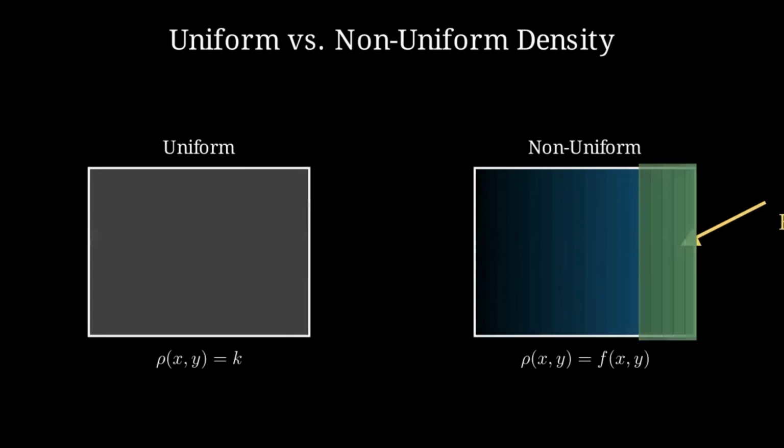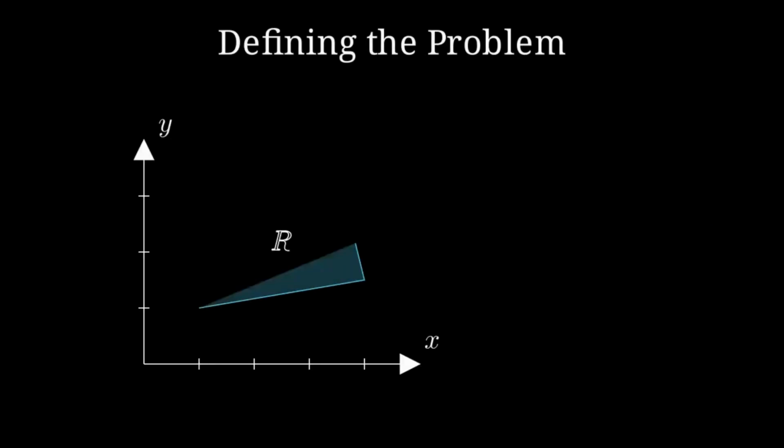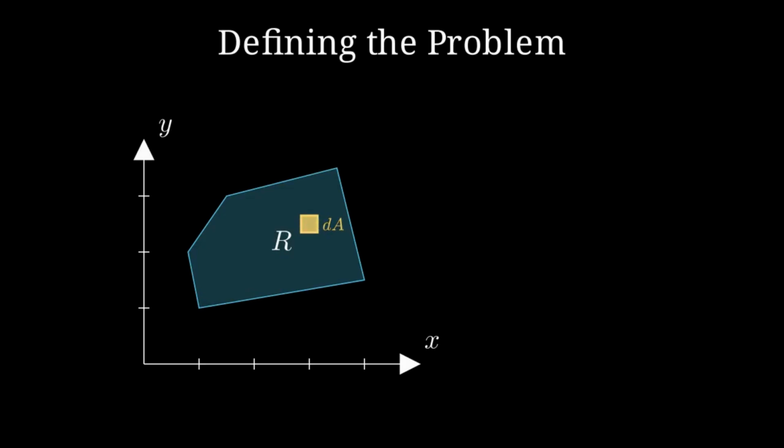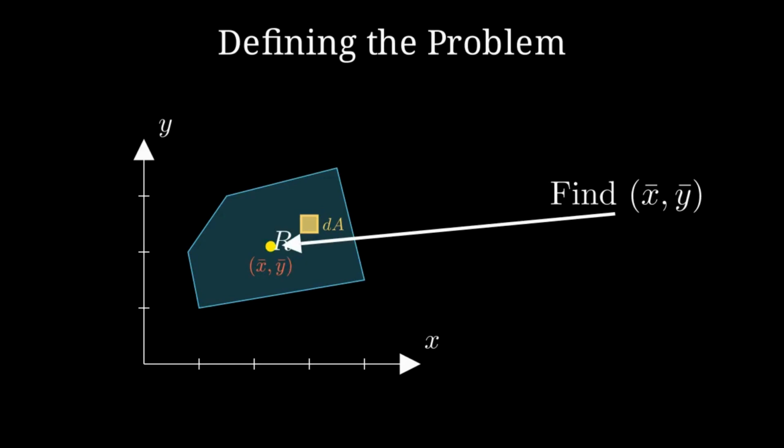We describe this distribution using a density function, rho of x and y, which tells us the mass per unit area at any point. Our goal is to calculate the coordinates x bar and y bar. To do this, we must first determine the total mass and the moments about the axes by integrating across the entire region occupied by the lamina.